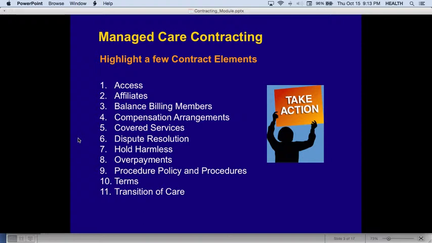So, access. As a health plan, I need access to your records, because if I'm going to pay you and I decide that maybe you didn't provide services, or maybe you're billing for dead people, I'm going to want to have access to go back and look at those contracts or look at your records later. So that's going to be a clause in my agreement.